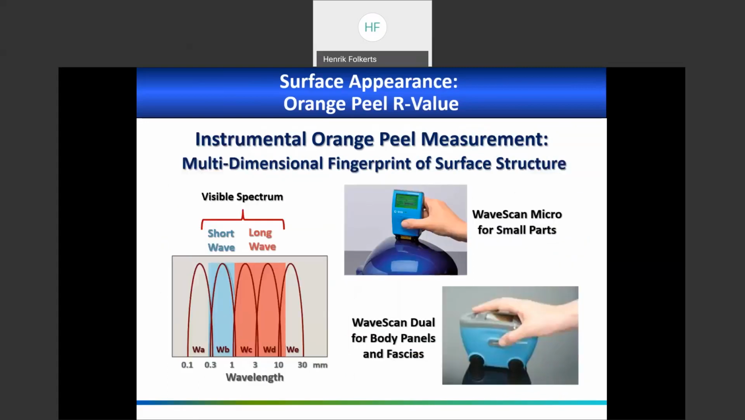So these are the two instruments. We have a new one that just came out, the WaveScan 3. That one does pass-fail now on the screen. I know a lot of customers have asked for that. And also it can do harmony match between panels with the instrument now, which is also something that people have asked us about for a long time, so they don't have to visually compare the panels. They can just look at the number. And then the microwave scan is what's used for small parts.